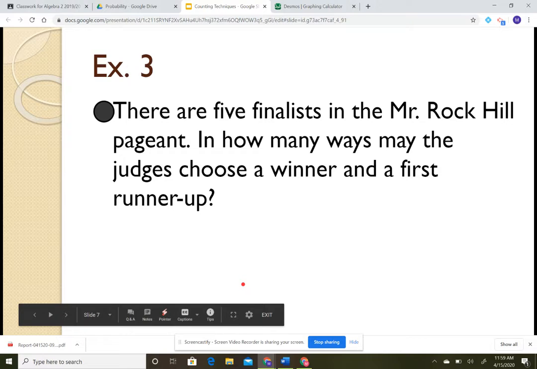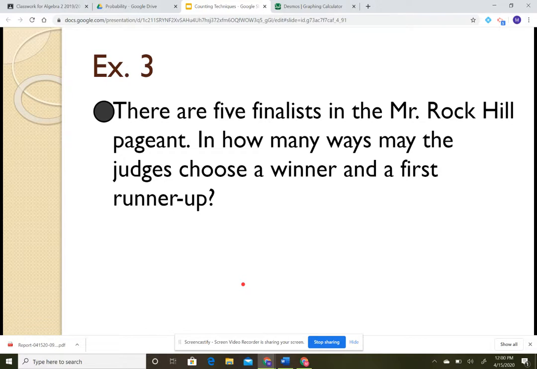So our first example here: there are 5 finalists in the Mr. Rock Hill pageant. In how many ways may the judges choose a winner and a first runner-up? Since we have a winner and a first runner-up, that is 2 different things, so this is going to be a permutation. When we do a permutation, we put the total first, which is 5 finalists, and we're choosing 2.